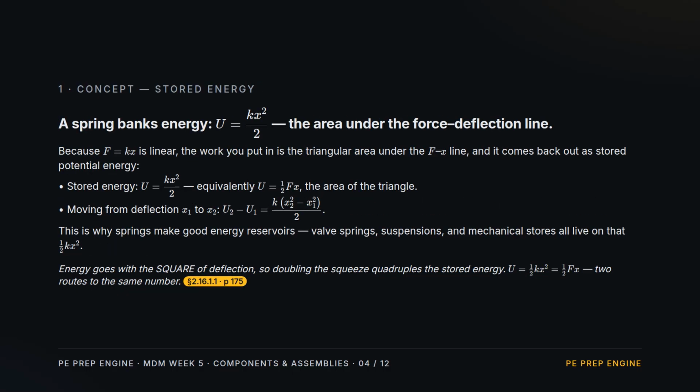Concept 3. Stored energy. A linear spring's force builds straight with deflection, so the work you feed in is the triangle under the force deflection line, 1/2 kx squared, or equally 1/2 Fx. Shift from one deflection to another, and the change is k times the difference of the squares over 2. Energy scales with the square of deflection, which is exactly why a spring is a compact place to bank mechanical energy.